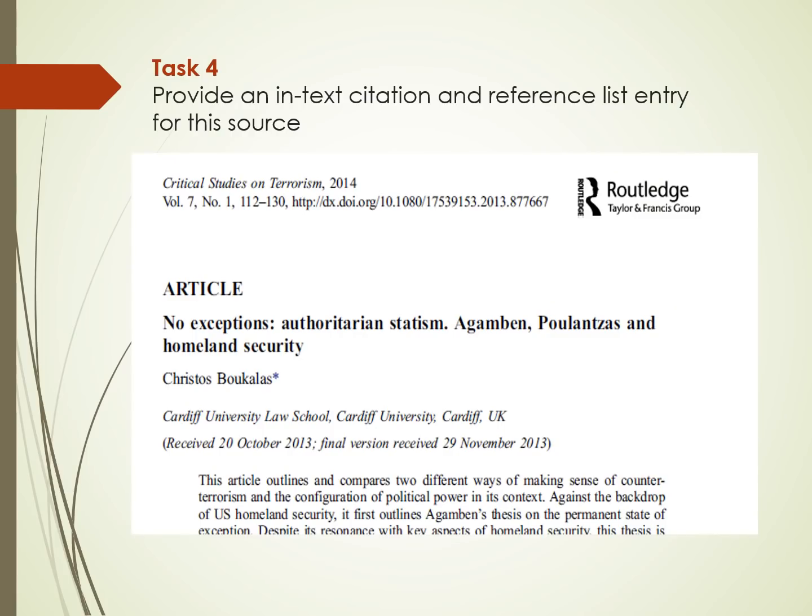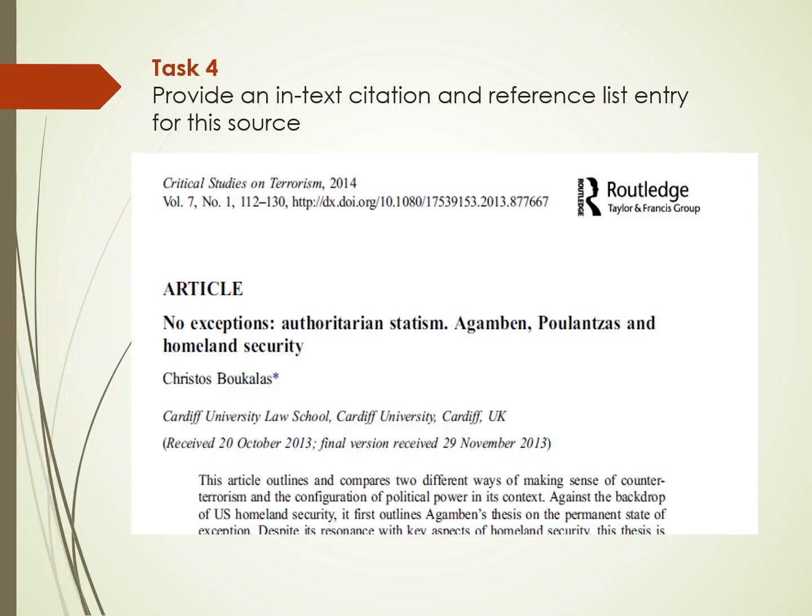Okay, task number 4. So again, you might want to pause the presentation here, complete the task and come back for the answer, which is on the following slide. So what I wanted to do here is to again provide an in-text citation and reference list entry for this source. Now this is a journal article, and we know that by virtue of a few key pieces of information. So along the top of the picture here, we have the title of the journal, followed by the volume number, number 7, the issue number, number 1, and the page range, 112 to 130. So this is the kind of information that we need in order to correctly cite a journal article.